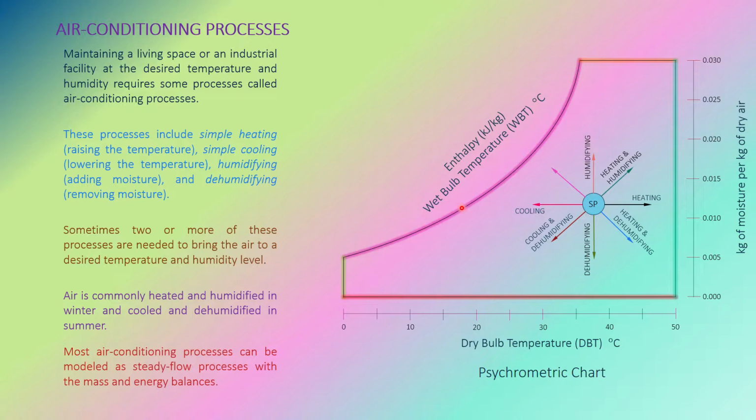Then further cooling will cause dehumidification and will cause a drop in moisture, this moisture content as well as this specific humidity. Okay, that is the cooling process, and we don't see any cooling plus humidification process yet. So these are the various processes that we have in air conditioning systems.